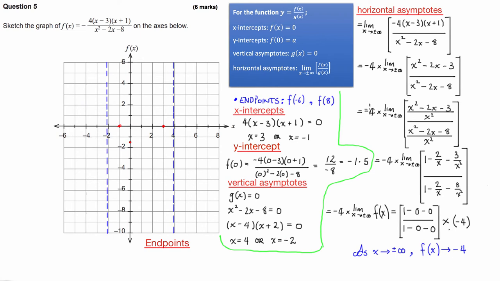Okay, guys, and to finish off, all the information that we need is we're going to calculate the value of the function at the endpoints of the domain.